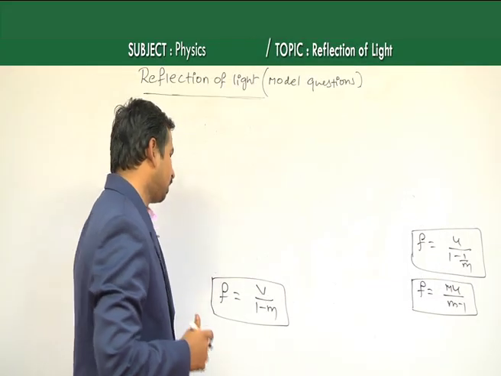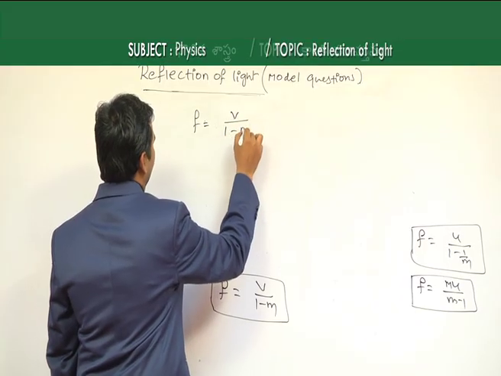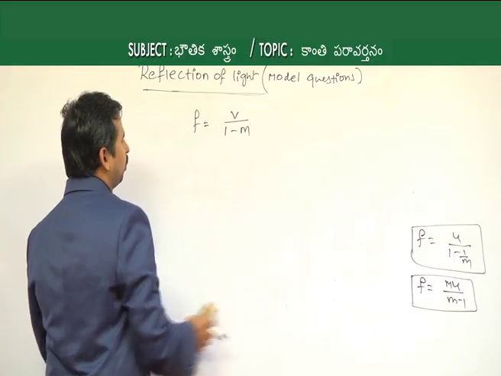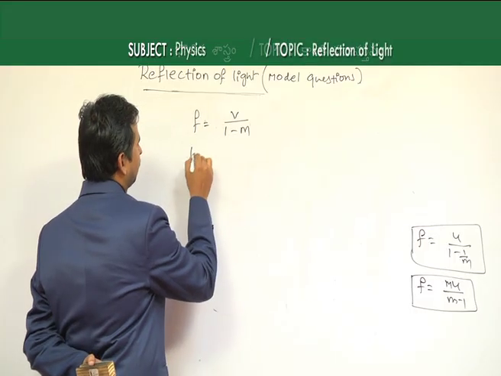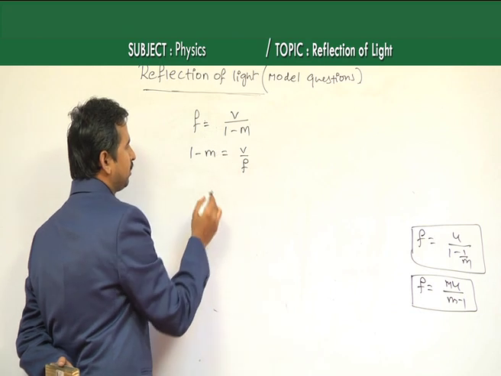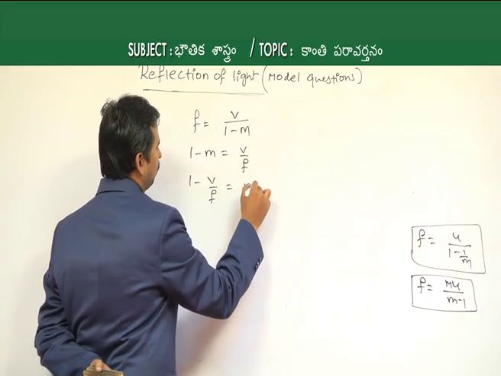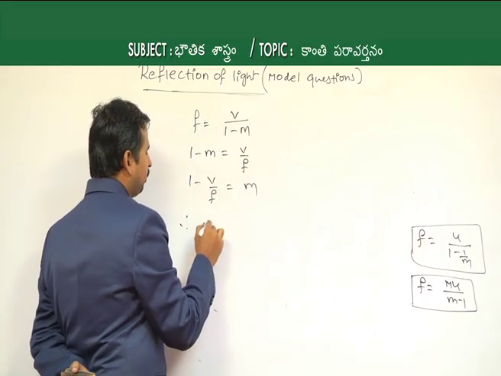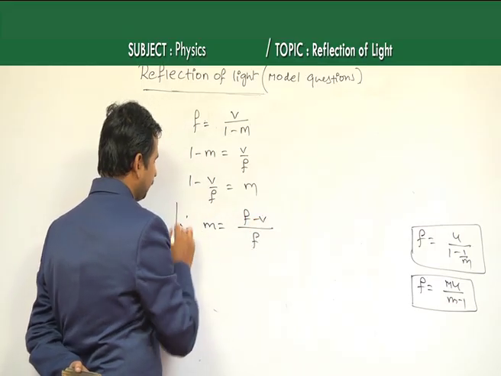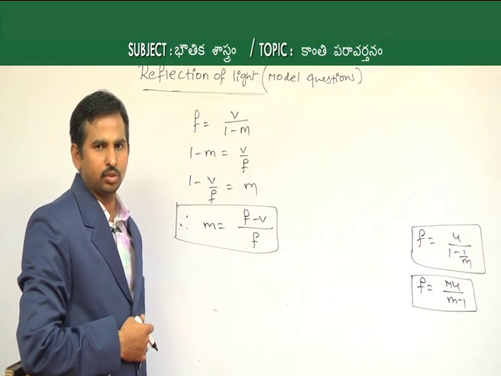So, finally, we got the relation f is equal to image distance by 1 minus m. From this, we can find the m value also. How to find that m value: if you cross multiply, 1 minus m is equal to v by f. Then bring this m this side and v by f that side: 1 minus v by f is equal to m. Therefore, m is equal to, if you take LCM f, then (f minus v) by f. This gives you the m value in terms of focal length and image distance.